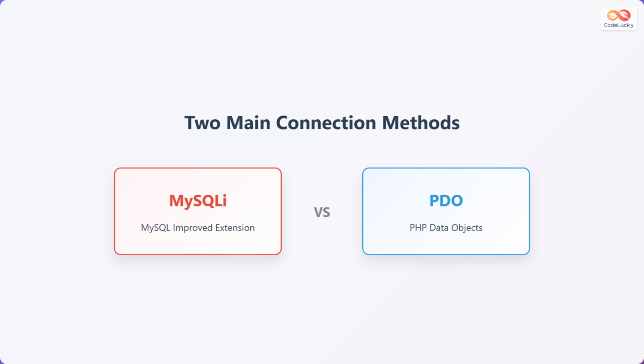MySQLi stands for MySQL Improved Extension, which is specifically designed for MySQL databases. PDO stands for PHP Data Objects, which provides a consistent interface for accessing various databases.